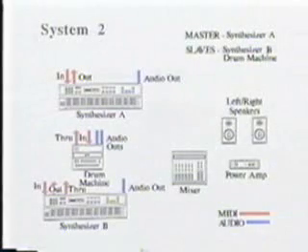Open your workbook and take a look at System 2. Here, you'll notice 2 synthesizers and a drum machine. Synthesizer A will be our controlling keyboard. It has a MIDI in and a MIDI out jack. Synthesizer B will be a slave sound source.